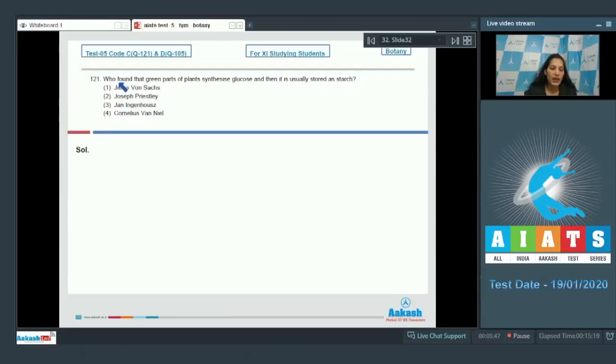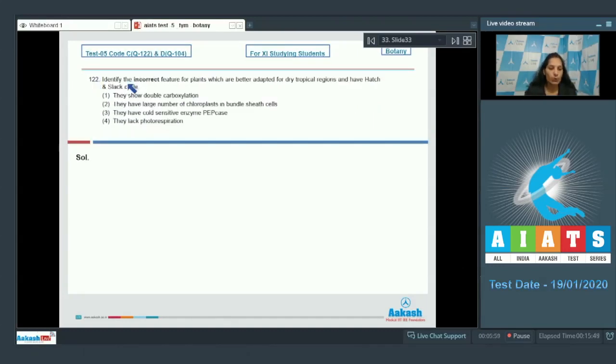Question number 121. Who found that green parts of plants synthesize glucose and then it is usually stored as starch? It was Julius von Sachs who discovered that green parts synthesize glucose and they store it as starch. So the correct option for the given question is option number 1. Let's move to the next question.